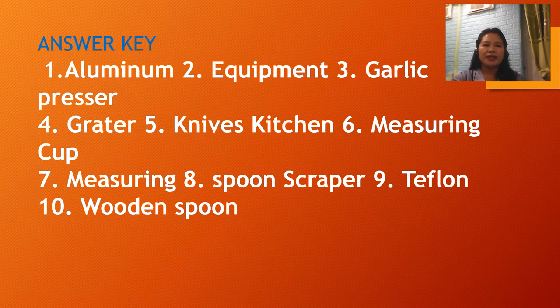Okay, here are the answers. Number one, aluminum. Number two, equipment. Number three, garlic presser. Number four, grater. Number five, knives. Number six, measuring cup. Number seven, measuring spoon. Number eight, scraper. Number nine, Teflon. And number ten is wooden spoon.